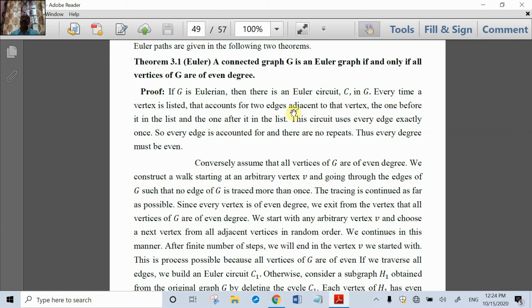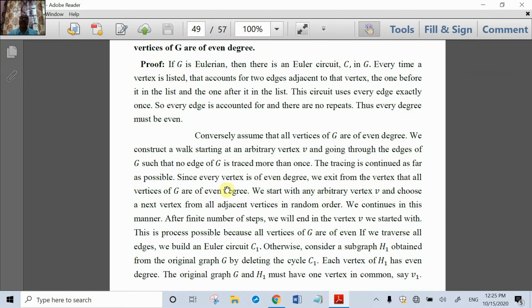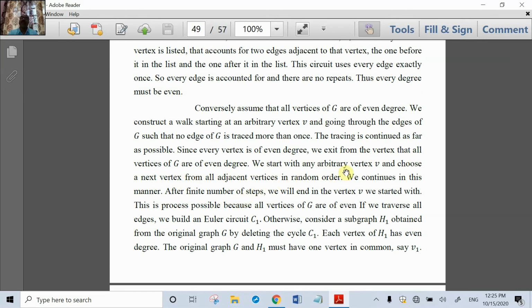Conversely, assume that all the vertices are of even degree. We construct a walk starting at an arbitrary vertex V and going through the edges of G such that no edge of G is traced more than once. The tracing continues as far as possible. Since every vertex is of even degree, we can always exit from a vertex. We start with any arbitrary vertex V and choose a next vertex from all adjacent vertices in random order. We continue in this manner. After a finite number of steps, we will end at the vertex V we started with. This process is possible because all vertices are even.